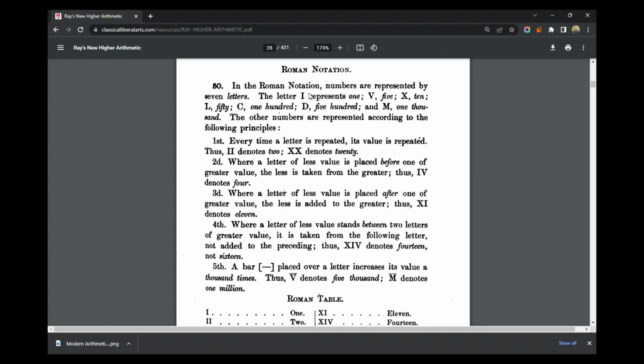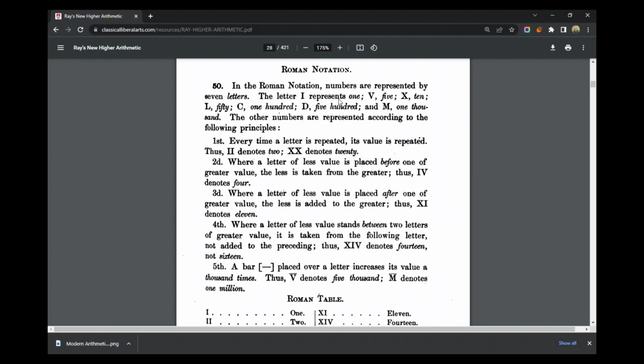In the Roman notation, numbers are not represented by 10 figures like Arabic notation. Numbers are represented by 7 letters. We learned that there are 3 different ways to express numbers, one by words, one by letters, and one by figures. We saw that in Arabic notation we use figures. Here in Roman notation, we see that we use 7 letters to represent numbers.